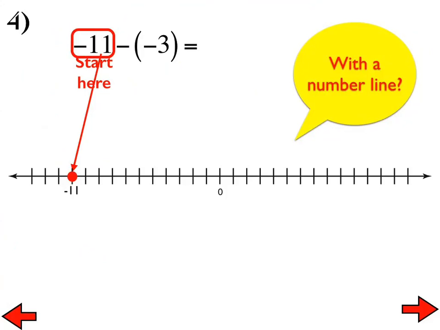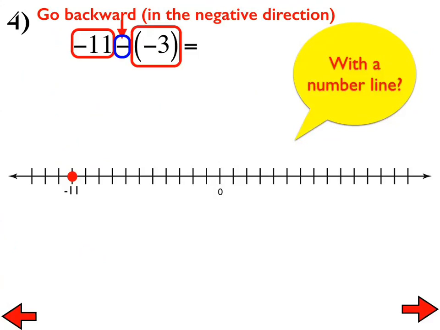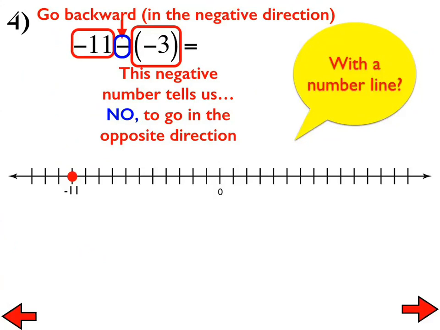Let me help you out a little bit. What direction does that symbol tell us to go? To the left. But then what does this one tell us to do? Left, we were already going left. This one tells us to go left. What does this one tell us to do? It tells us to turn around and go the other direction. Well, the opposite direction to left is right. So once again, the subtraction symbol tells us to go left, but then the negative symbol right next to it tells us no, turn around and go the other direction.